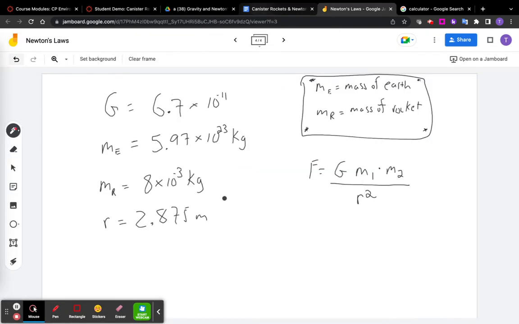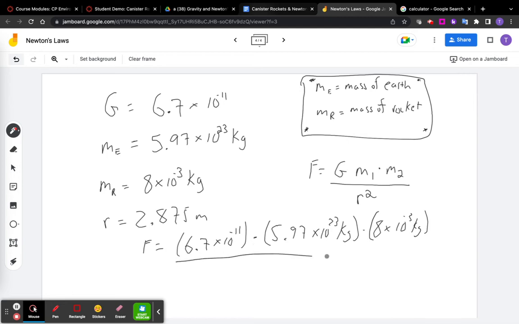So now I'll walk you through how to do this. So F equals G, 6.7 times 10 to the negative 11th, times 5.97 times 10 to the 23rd kilograms. That's M1, the mass of the Earth, times 8 times 10 to the negative third kilograms. That canister is very light. Divide it all by 2.875 meters squared. All right. So I'm going to have to draw this kind of small. But over here, what do we end up with?